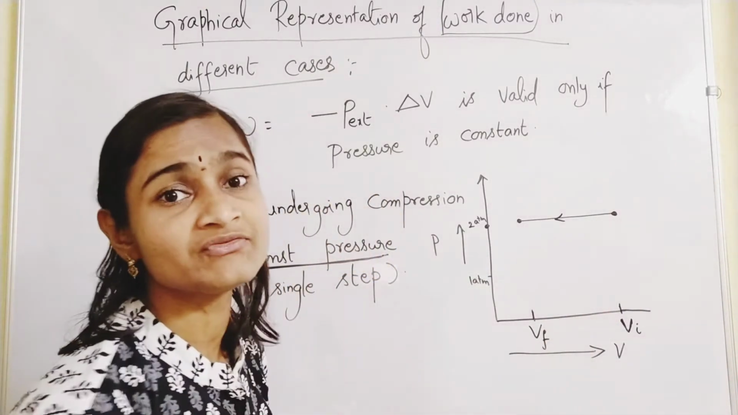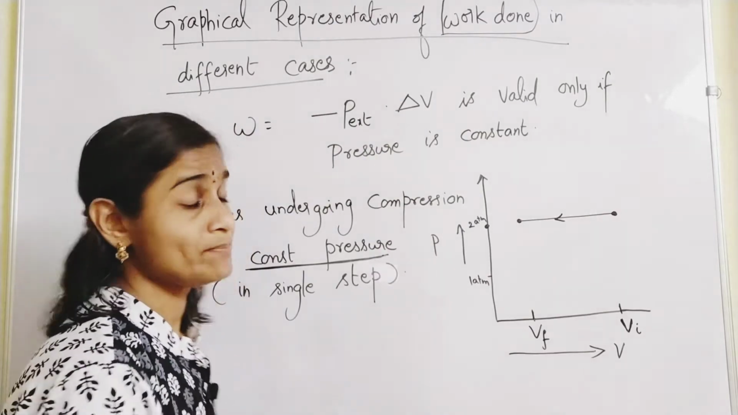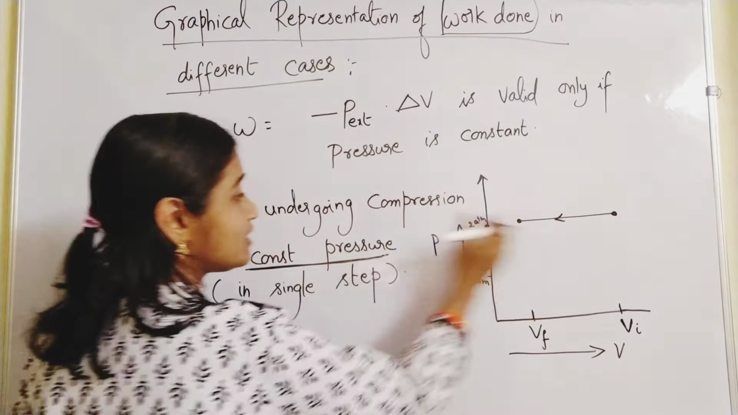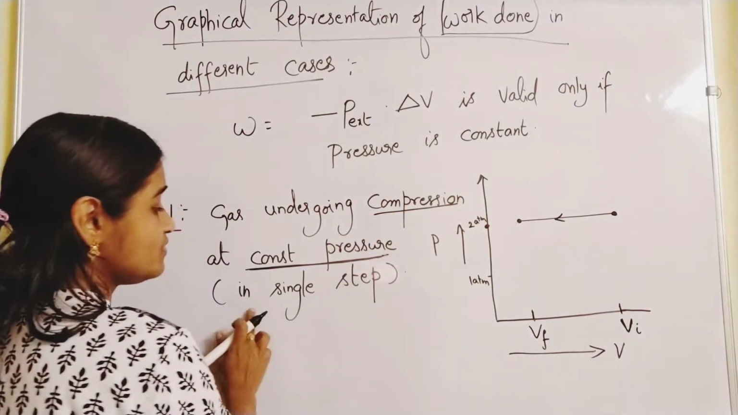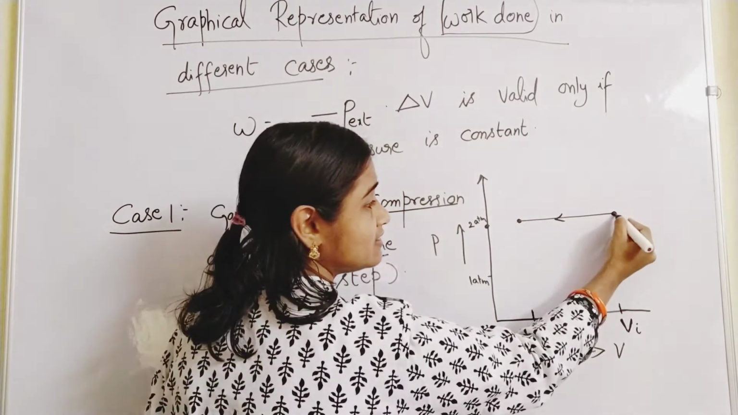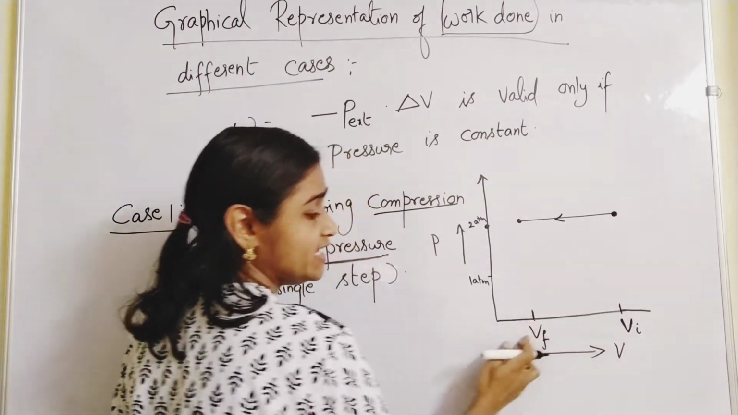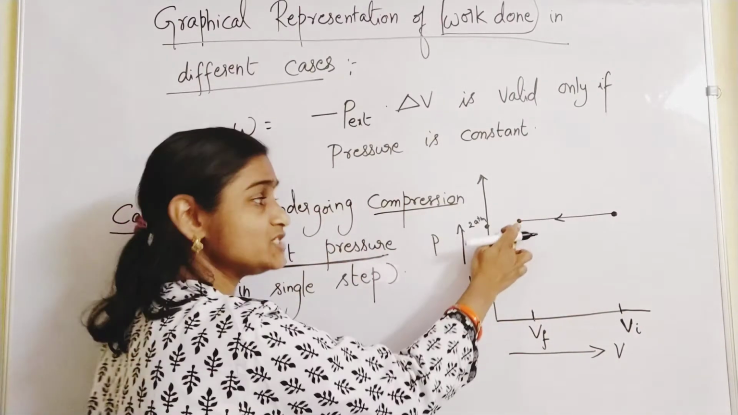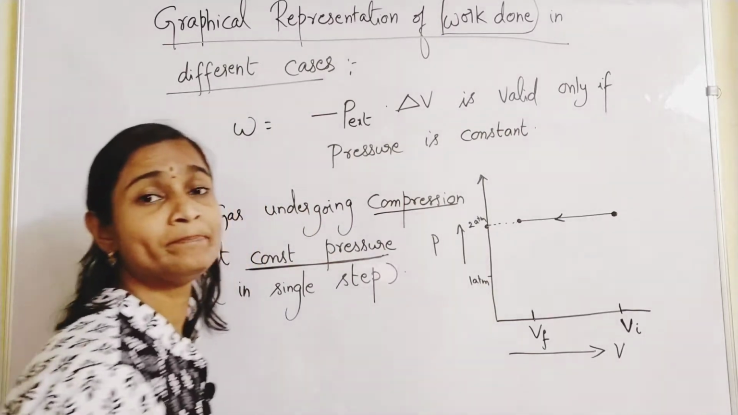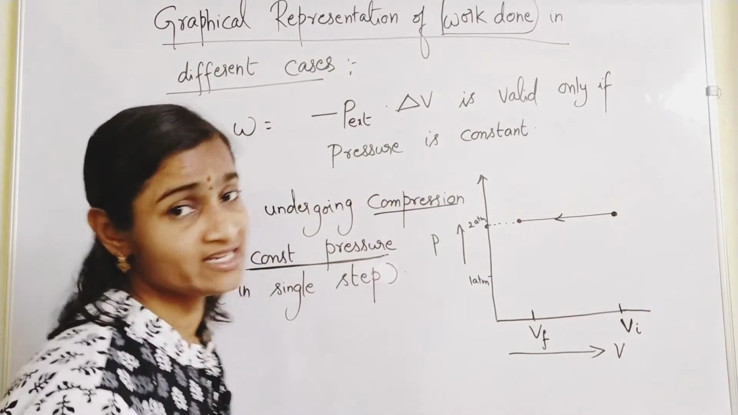That is only the graph. Now how to calculate the work done? Please understand me carefully. The graph is showing compression in single step. That means at V initial, pressure is this much only. Even at V final, pressure is that much only, 2 atmospheres or something like that. Isn't it? That is only the graph, and it is a straight line graph.